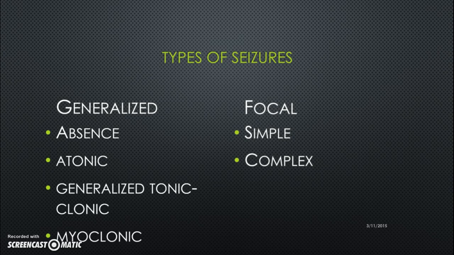A complex focal seizure may impair consciousness, or the person may lose consciousness entirely. People experiencing one may appear spaced out for a moment or have a repetitive behavior such as picking at their clothes or smacking their lips.